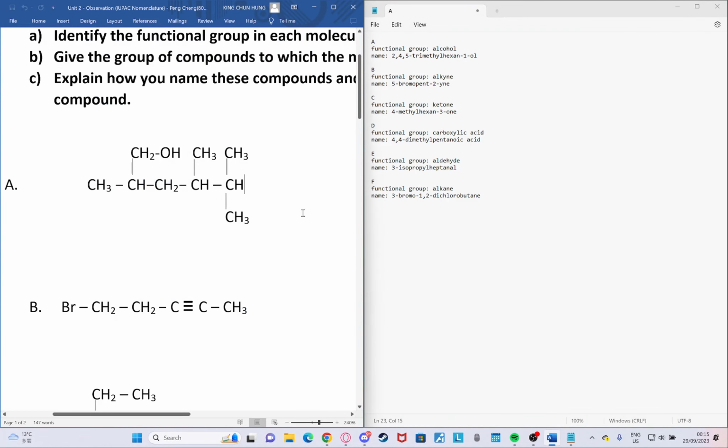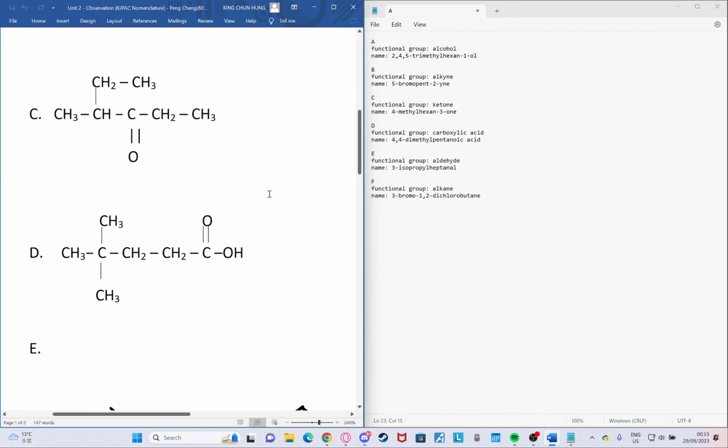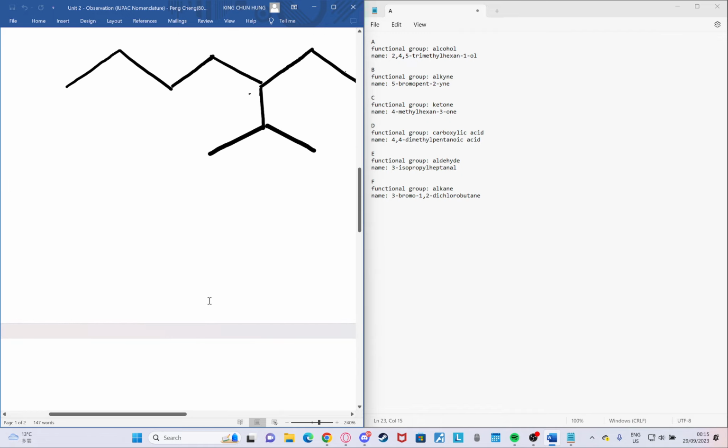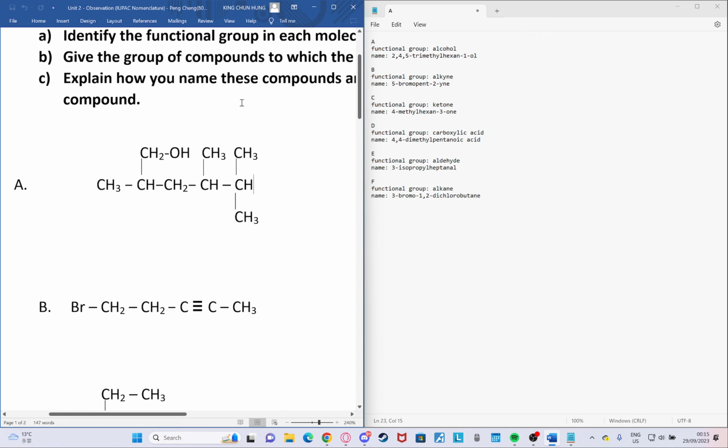This is the chemistry unit 2 observation. I'll be naming all of these molecules. And so, start by naming A: finding the functional groups, then separating them into groups, and finally naming them.